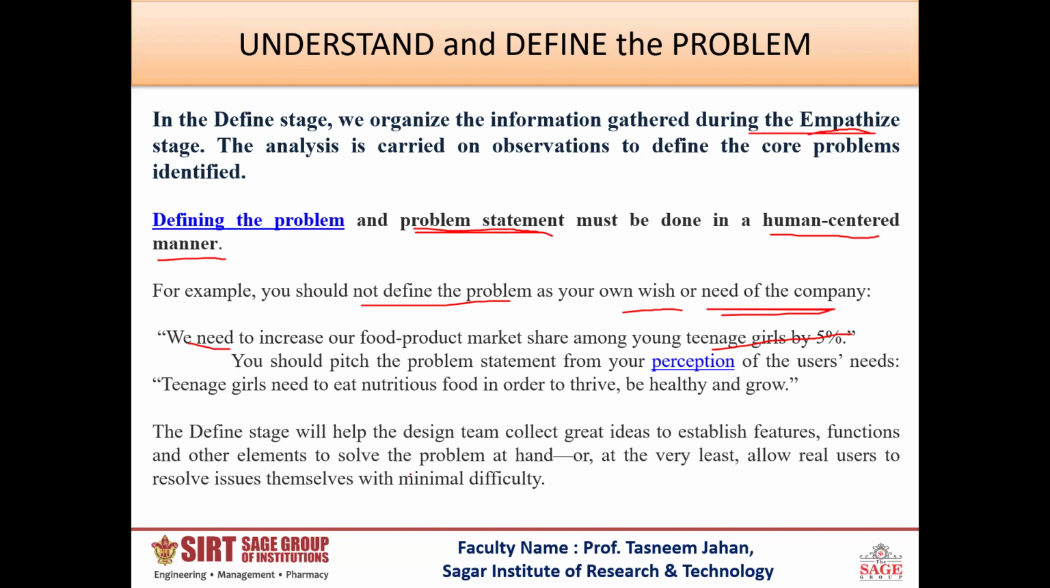We pitch the problem statement from the perception of the user needs. Here is a very good example, better than the earlier one. Teenage girls need to eat nutritious food in order to thrive, to be healthy, and to grow. So this is one where we are able to see the nutrition content of the food taken into consideration. Then the healthy and the grow parameter is also taken care of. So this forms a better problem statement than the earlier one.